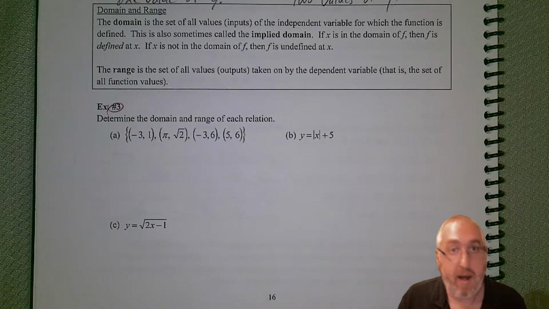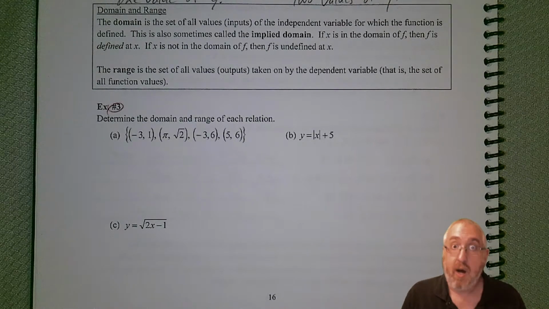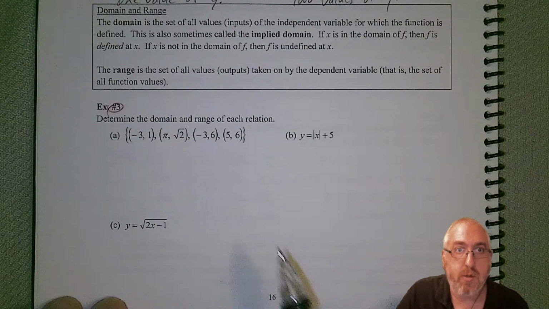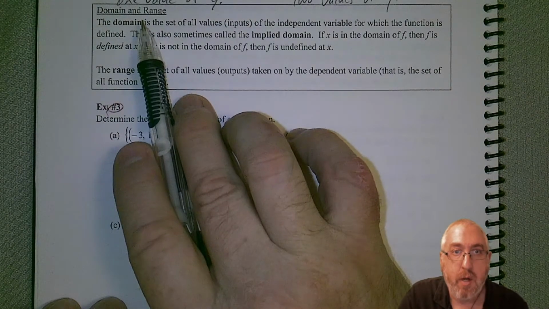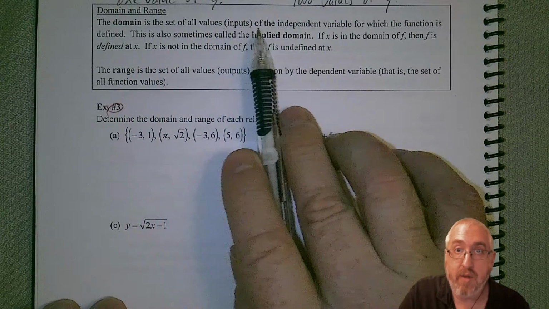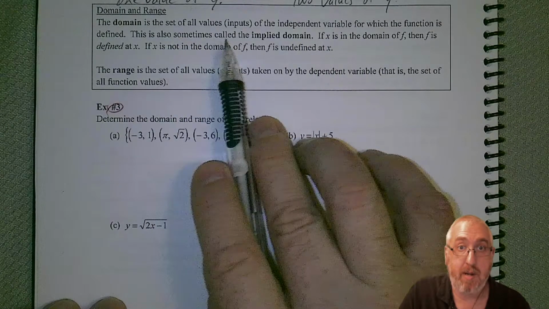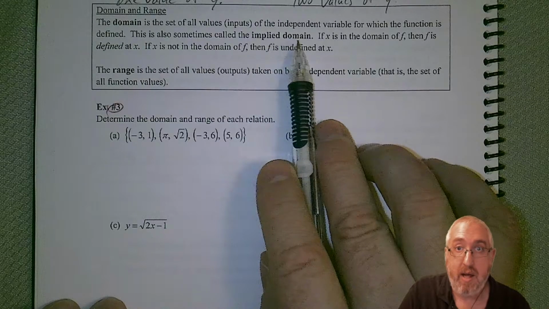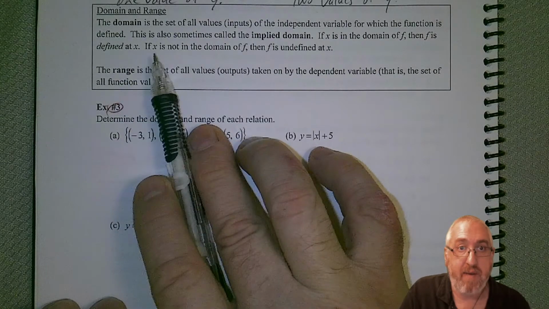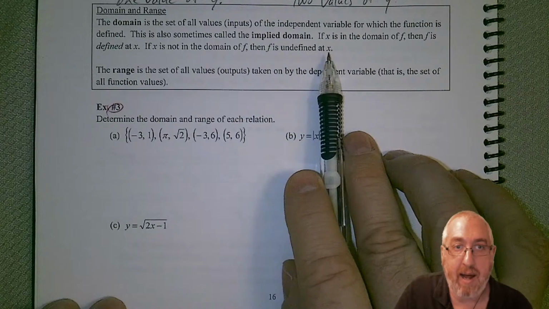All right, so now we're getting into other facets of functions. We talked a little bit about this in earlier videos, but we're going to dig more deeply into it now. So we're going to be talking about domain and range. So remember, domain is the set of all values or inputs of the independent variable for which the function is defined. This is also sometimes called the implied domain. If x is in the domain of f, then f is defined at x. If x is not in the domain of f, then f is undefined at x.